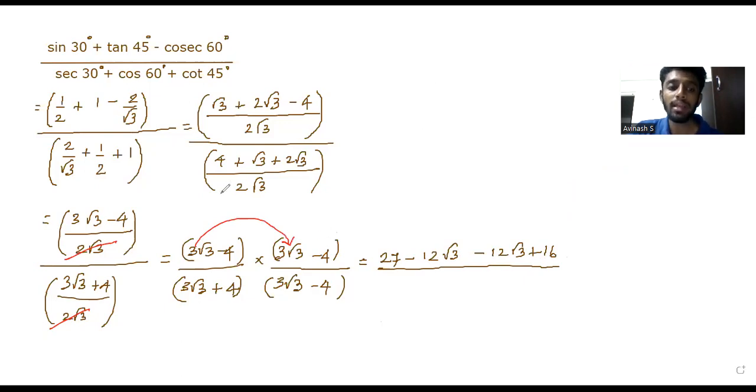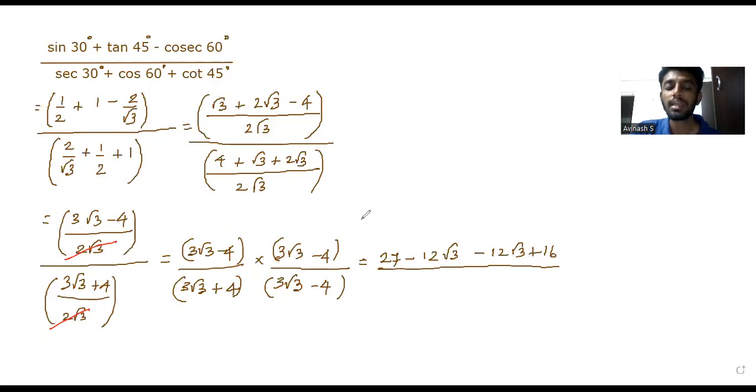And 3 root 3 into minus 4 will be minus 12 root 3. The 3 and the 4 only will get multiplied, so minus 12 root 3. And likewise, once you have done these two terms, again these two terms: minus 4 into 3 root 3 is minus 12 root 3, and minus 4 into minus 4 is plus 16. So this is something that you need to understand.